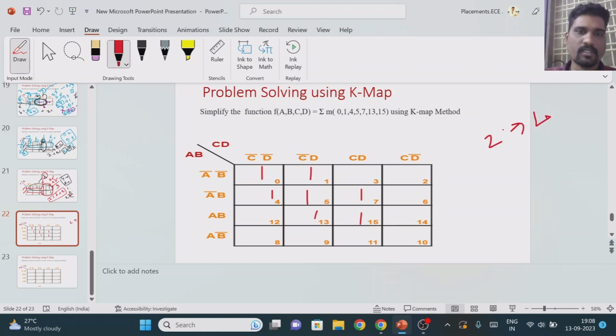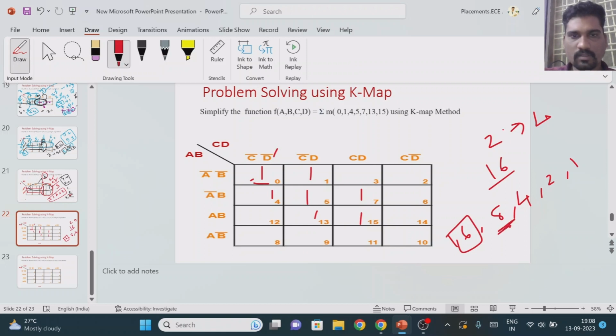Why? We'll start from here. A 4-variable K-map means 16 possibilities. What is the first priority? Grouping of 16 ones, if not 8 ones, if not 4 ones, if not 2 ones, finally a single one. Is there any 16 ones? I am starting from this one. Is there any 16 ones for this corresponding one? No. Is there any 8 ones? No. Is there any 4 adjacent ones? Yes, we have 4 adjacent ones.